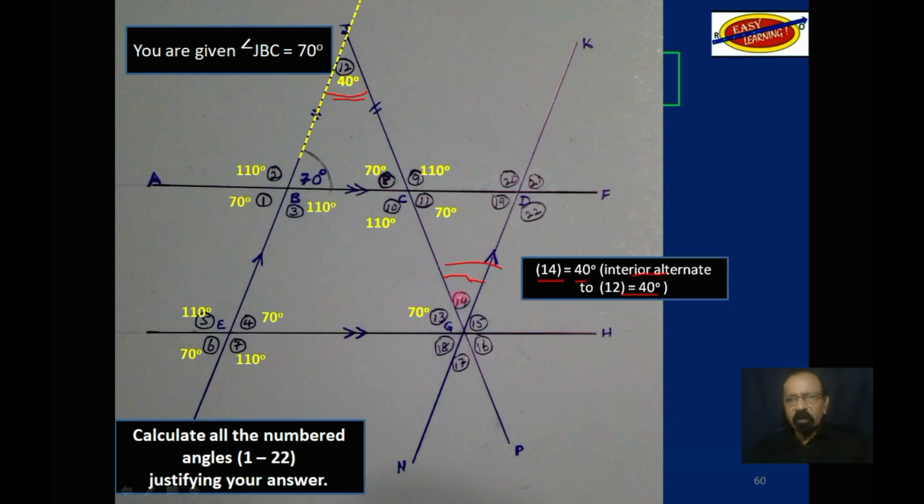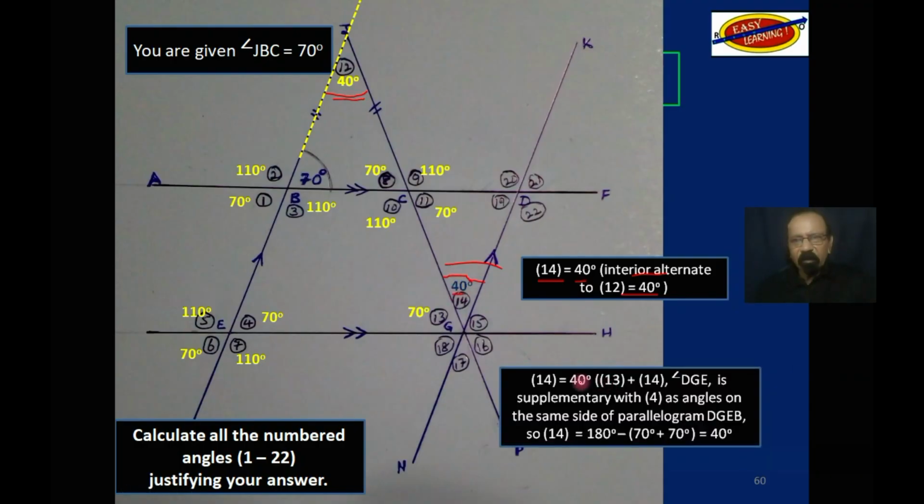So this one here is 40 degrees. Now there is another reason. This angle here, DGE, is supplementary with angle 4, that one there, because they are on the same side of a parallelogram. So if that is 70, these 2 together will be 110. But then that one is also 70. So you subtract that 70 from 110 and you get 40. So that's another reason for this angle here being 40.